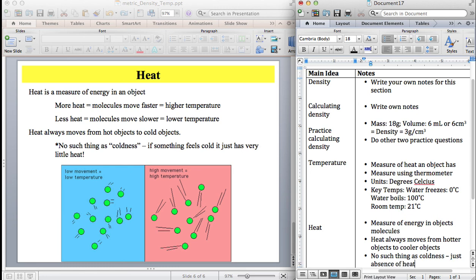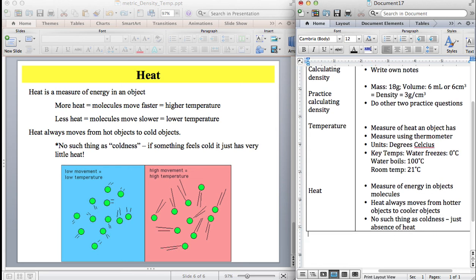That doesn't mean you can't use the word cold to describe something, but just know that when you say, oh, this feels really cold, what you're saying is this thing has very little heat, and it's taking heat from my body.